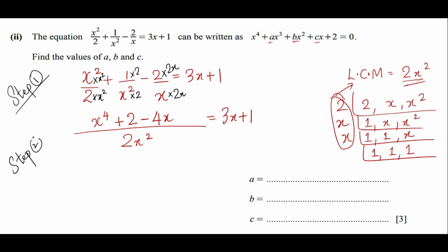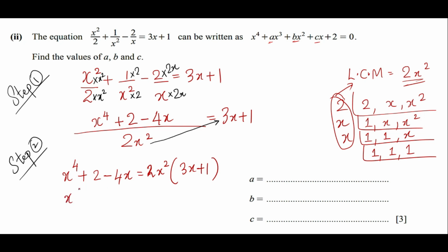Step 2 for me will be cross multiplication by taking this denominator to the other side. x to the power 4 plus 2 minus 4x is equal to 2x squared multiplied by 3x plus 1. Let me expand it. I'm multiplying the whole 2x squared with 3x, so it's going to be 6x cubed, plus 2x squared times 1 is 2x squared.